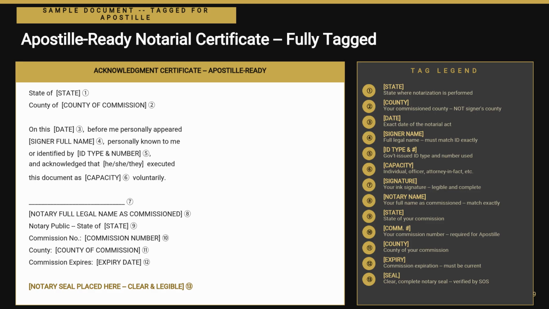Field 5, the ID type and number used for verification. Field 6, the signer's capacity. This is a field many notaries leave generic: for an individual signing for themselves, individually, or as an individual; for a corporate officer, as president of XYZ company. Capacity matters for international documents.